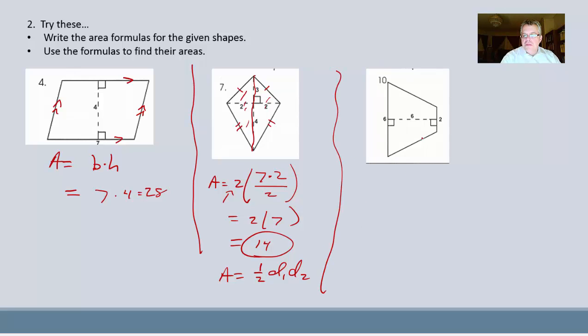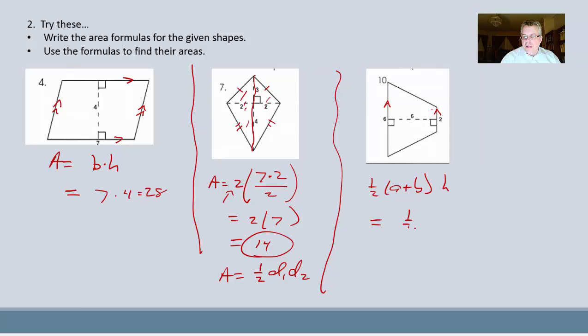All right, this one here, it's kind of a trapezoid. It has one set of parallel sides. So the left and right are parallel. These two are not, so it's a trapezoid. Okay, so we need the trapezoid formula: 1/2 times (a plus b) times the height.